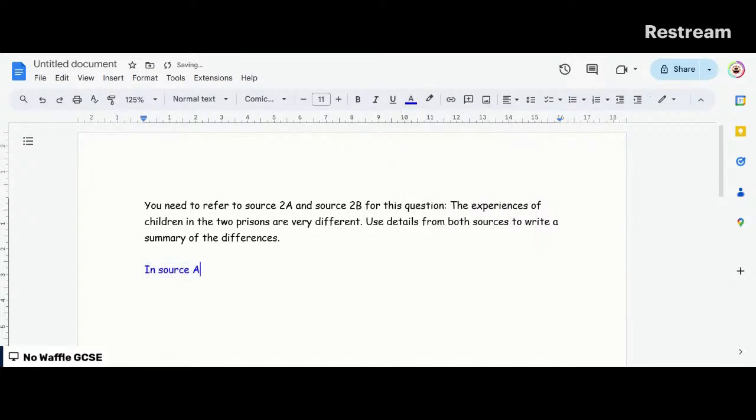So in source A, we can say the writer portrays the restrictions placed on the children as more of a necessity and generally quite fair.